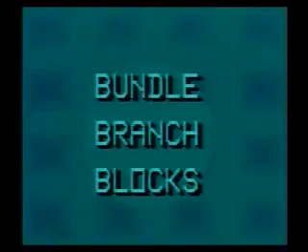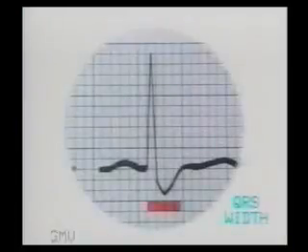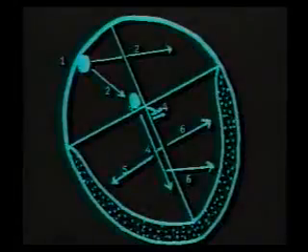Bundle branch blocks. A bundle branch block is suspected when the width of the QRS complex is more than 3 small squares, that is more than 0.12 seconds. This is because when one bundle branch is blocked, only one ventricle will be activated first, and then the impulse will pass to the other ventricle across the septum, resulting in delayed depolarization in abnormal direction.